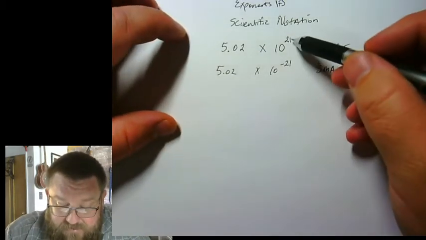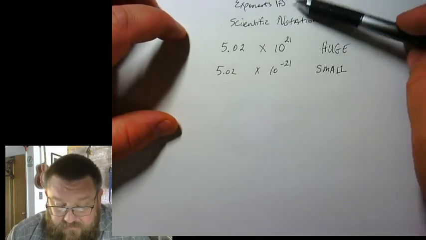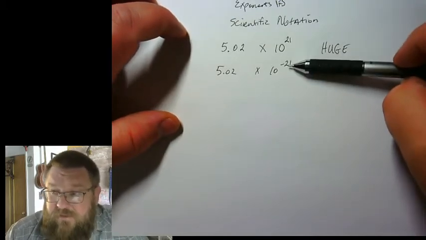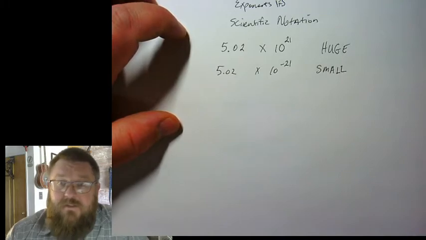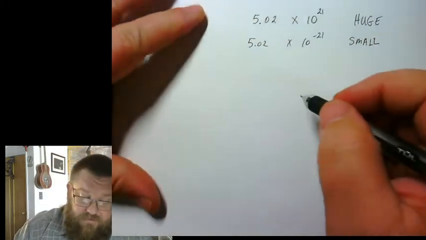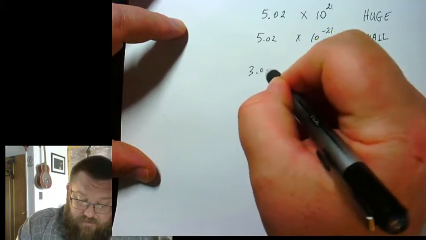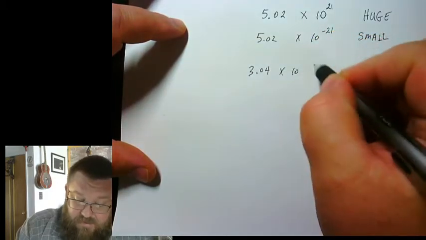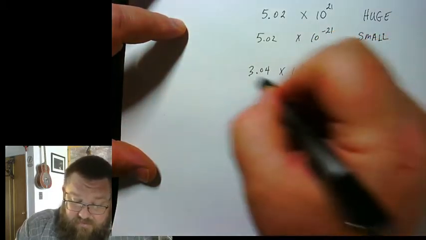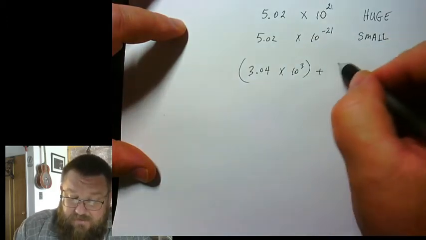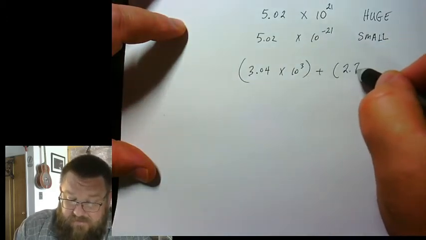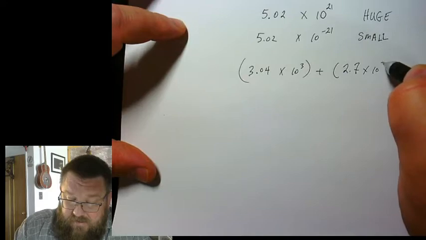Now, the reason this has to do with exponents is we actually use exponents. We use powers of 10 to write these types of numbers. So, for example, let's say we had 3.04 times 10 to the third, and let's say we were going to add that to 2.7 times 10 to the third.